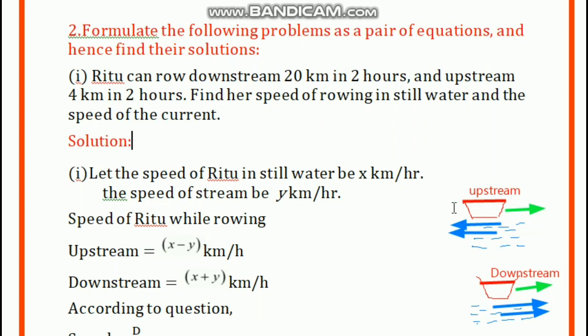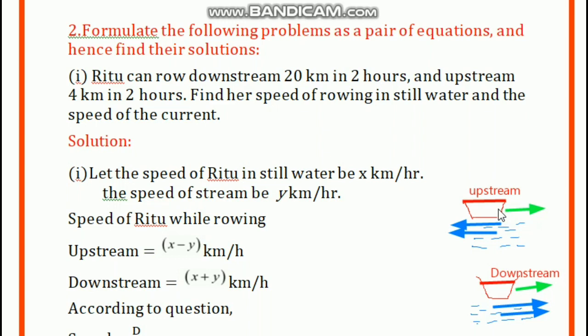I am giving one diagram here. See this: the speed of Ritu in still water is x kilometer per hour, and the speed of the stream is y kilometer per hour. Here the first condition is downstream and the second is upstream. First I took upstream. You already know about upstream. What is meant by upstream? If the boat is moving opposite to the stream, that is upstream. In the opposite direction, what will happen?